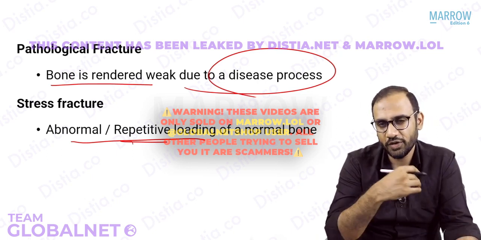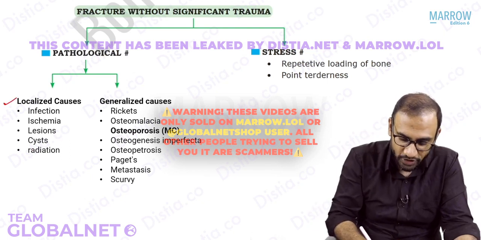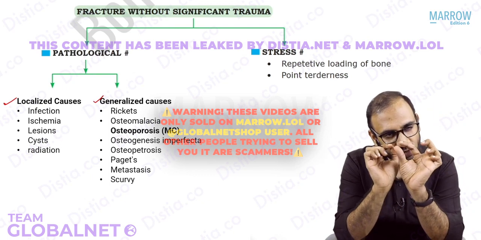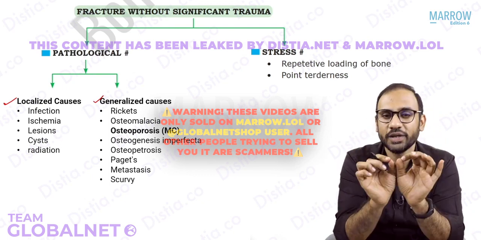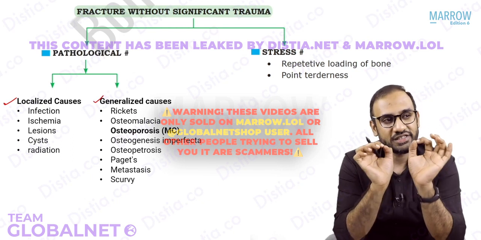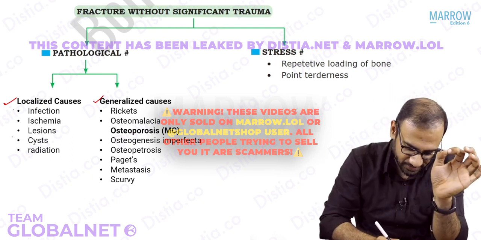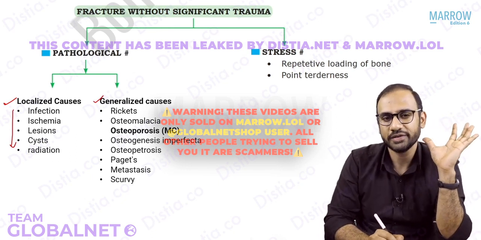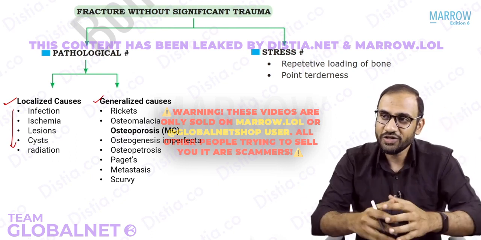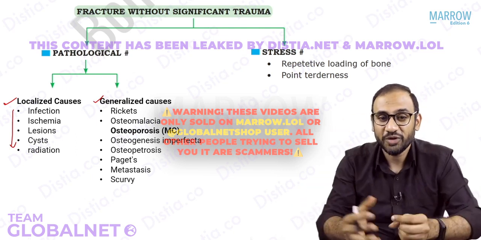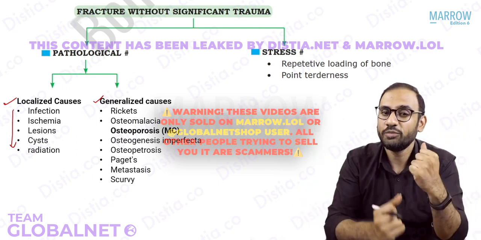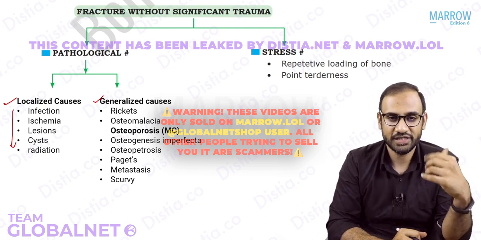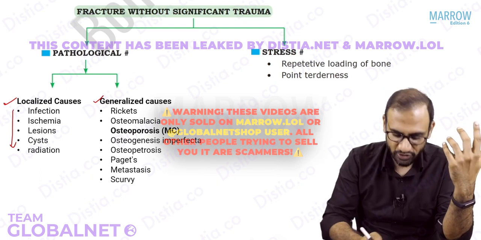Pathological fractures can occur because of localized pathologies or generalized pathologies. Now, what are localized pathologies? That there is a specific part of the bone which has a pathology in it. Like, for example, there is a tumor, there is a cyst, there is a lesion, there is ischemia, there is an infection. That part of the bone will be weak and that part of the bone will break. Now, what is generalized cause? The bones are weak generally because of some underlying metabolic bone disease. What could it be? It could be rickets, osteomalacia, osteoporosis, metastasis, osteogenesis imperfecta, osteopetrosis, so many.